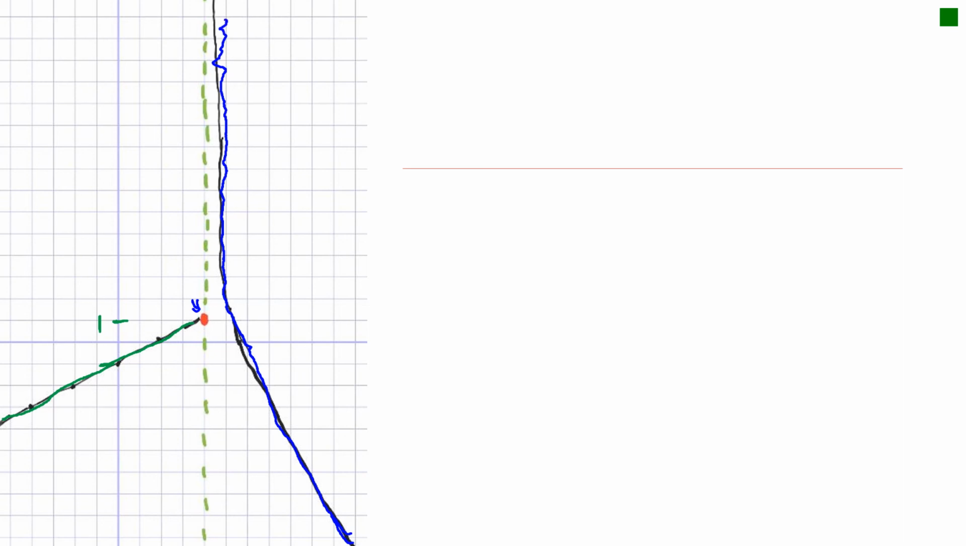So if we approach from the right side, looks like we're going to infinity, but if we approach from the left side, it looks like we're approaching -1. So in this case, we'll say that our limit does not exist. Our limit only exists, or makes sense, if we're approaching the same number from the left and from the right.